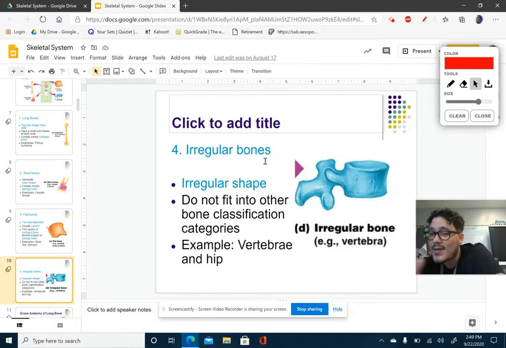And then finally, irregular bones. These are the black sheep in this case. These are bones that just don't belong. They have a weird shape, so they didn't belong with the rest of the group. So they form their own group, irregular bones. The classic examples that we see are going to be the vertebrae and the hip.